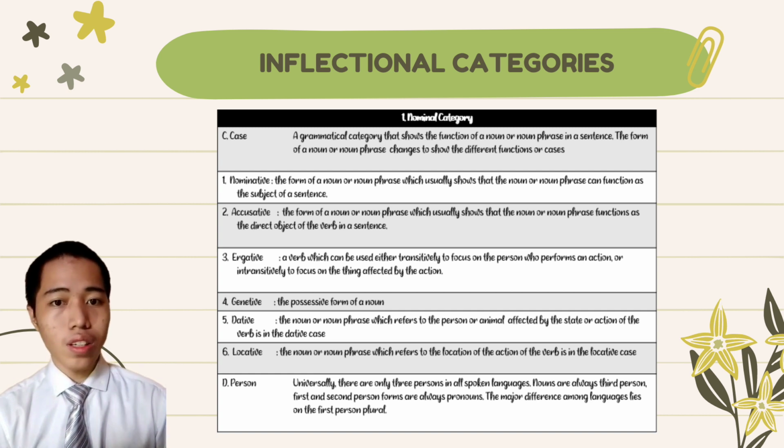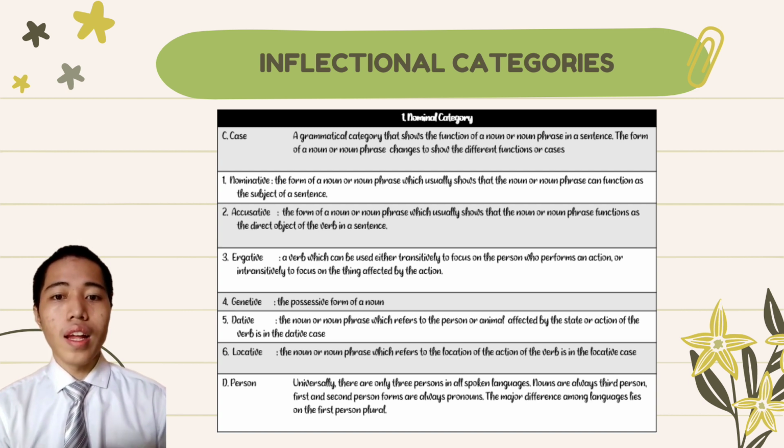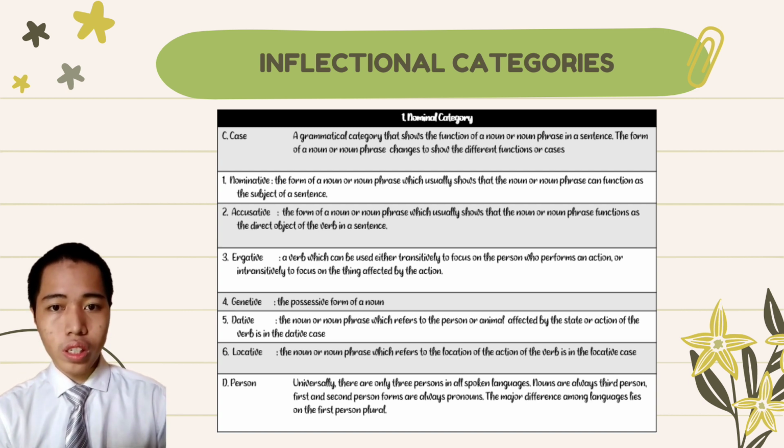The first form is nominative, the form of a noun or noun phrase which usually shows that the noun or noun phrase can function as the subject of a sentence. The second form is accusative, the form of a noun or noun phrase which usually shows that the noun or noun phrase functions as the direct object of the verb in a sentence.